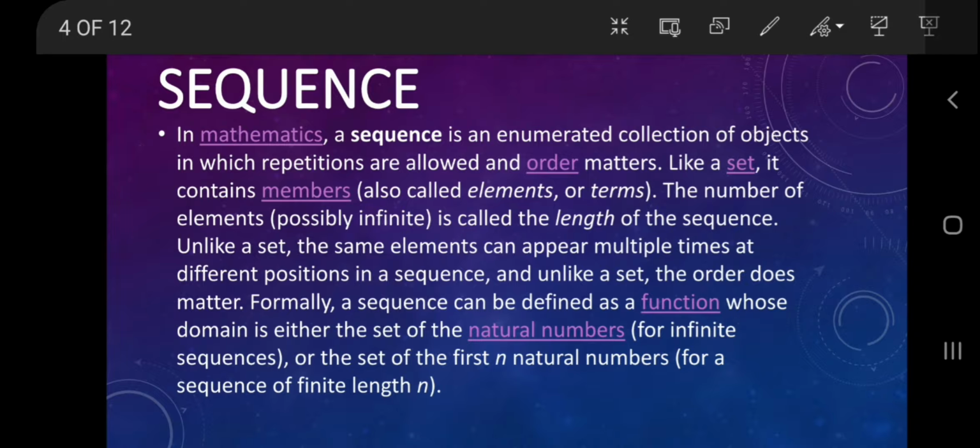Morning, sir. I am Shiva Atre and I am going to explain the topic sequence. A succession of numbers arranged in a definite order according to a certain given rule is called a sequence. A sequence is either finite or infinite depending upon the number of terms in it. The number of elements is called the length of the sequence.